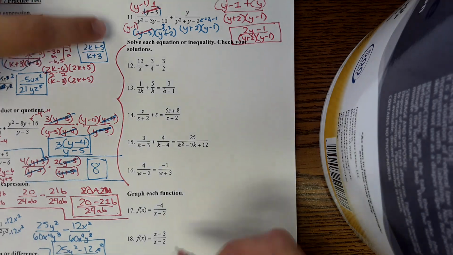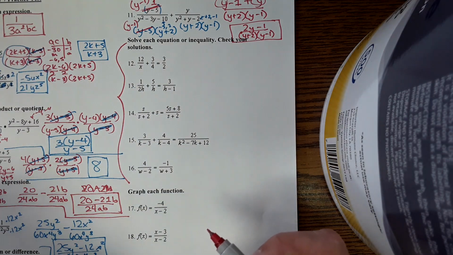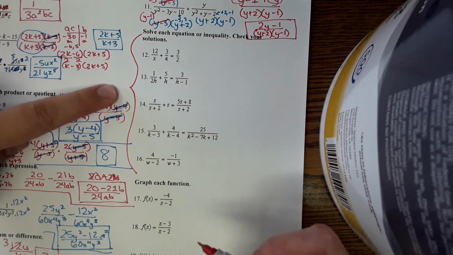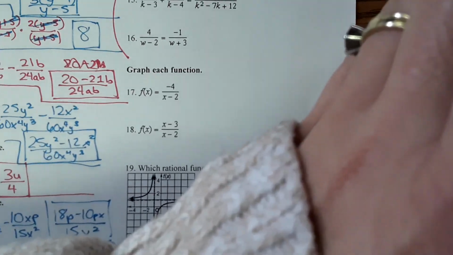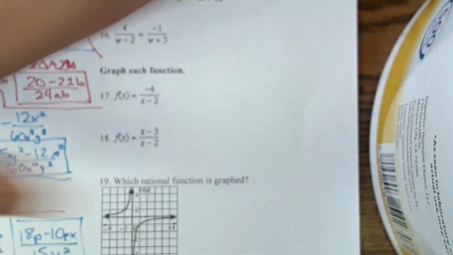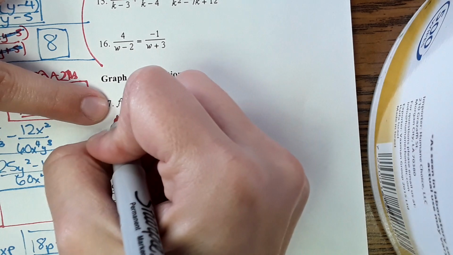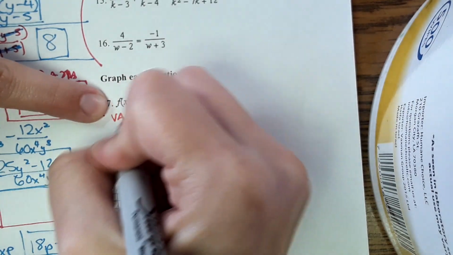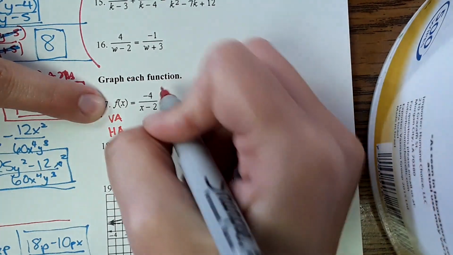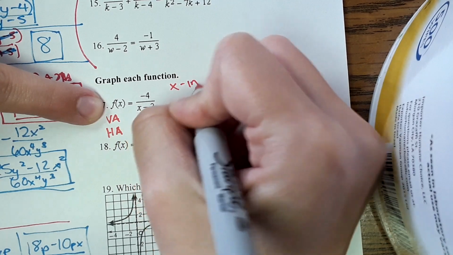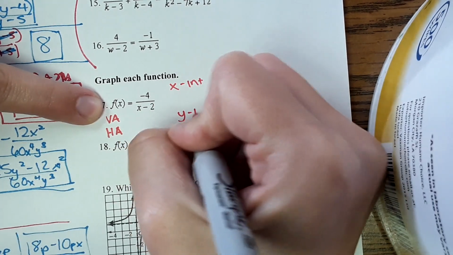Okay, we're going to skip these for now, go to the graphing, and then if we have time, we go back over up here. So 17, graph each function. So for these, the way we did it yesterday, we needed a vertical asymptote, horizontal asymptote, x-intercept, and y-intercept.